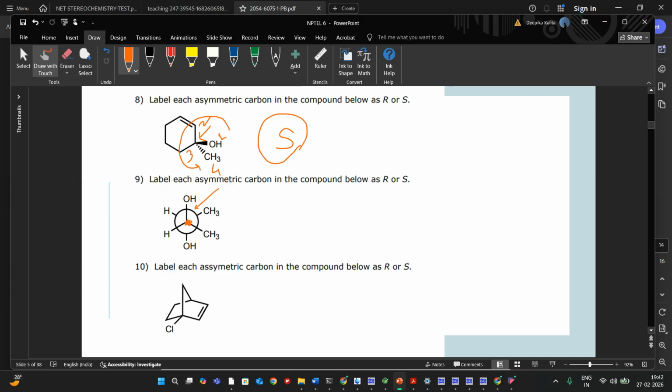So let us try to draw the Fisher projection so that it becomes easier for us to solve this problem. Okay. For that, we are going to rotate the molecule by an angle of 60 degrees so that it becomes eclipsed. Okay.